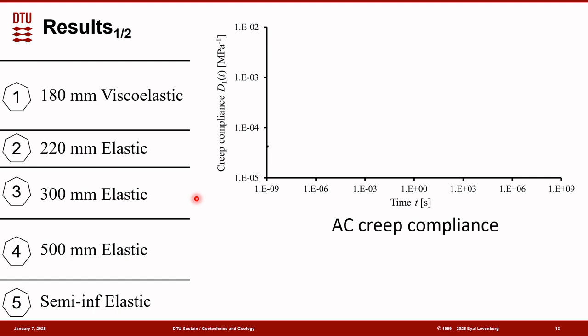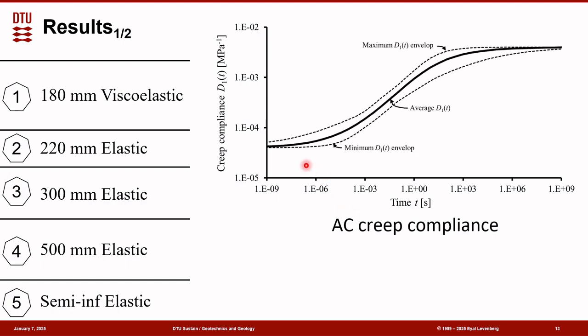As for the results, we'll start with the top layer. The top layer, the linear viscoelastic layer, we were able to back calculate the asphalt concrete creep compliance. This is a chart showing time versus the creep compliance in a log scale. And the solid line here is the creep compliance that is an average of all the readings. And here you see the dashed lines are encapsulating the range of results that we received. This is the minimum and this is the maximum, and here is the average.